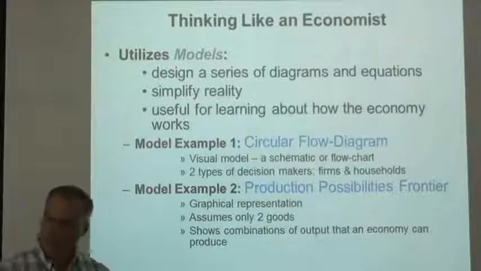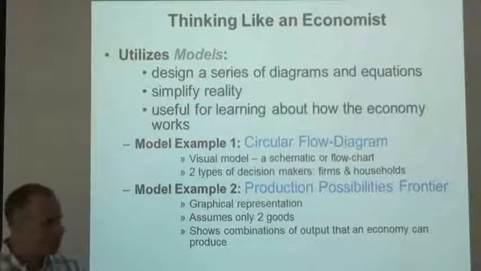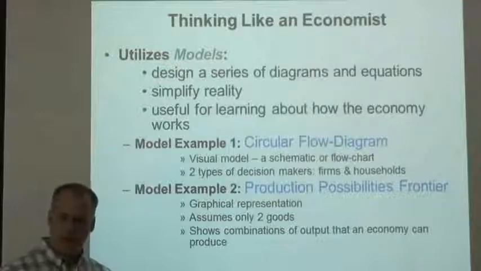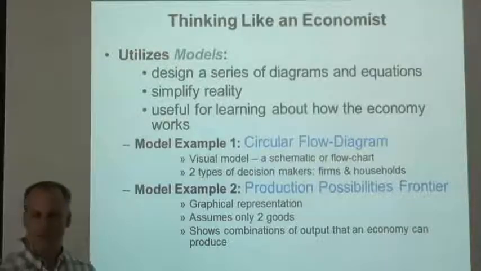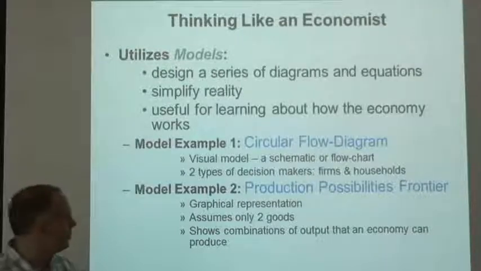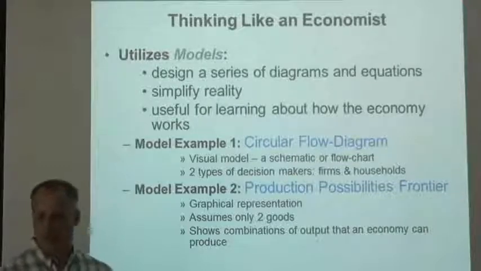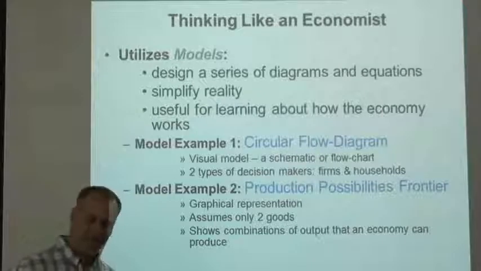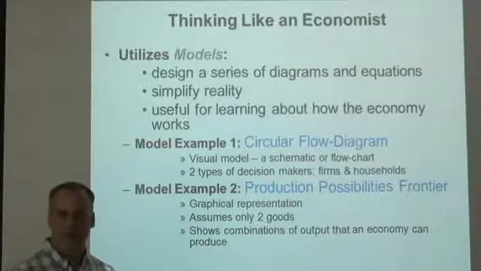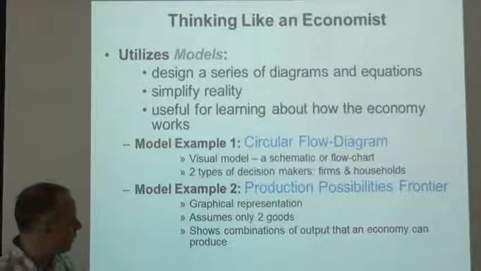The two models that we're going to look at today are something called the circular flow diagram. The circular flow diagram looks like a flow chart, and what we're going to use it to do is analyze how goods and services move through the economy. We're going to consider two types of decision makers, firms and households. One simplification of the model is it doesn't explicitly consider government as a decision maker or a firm.